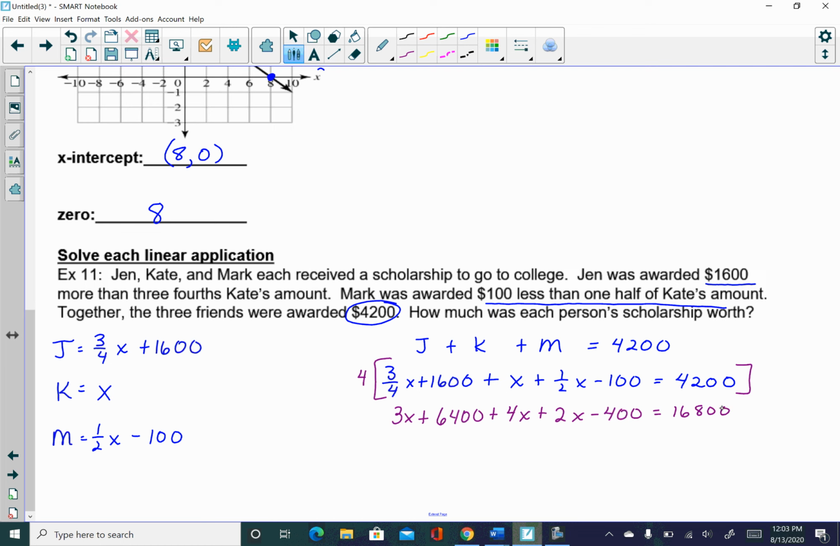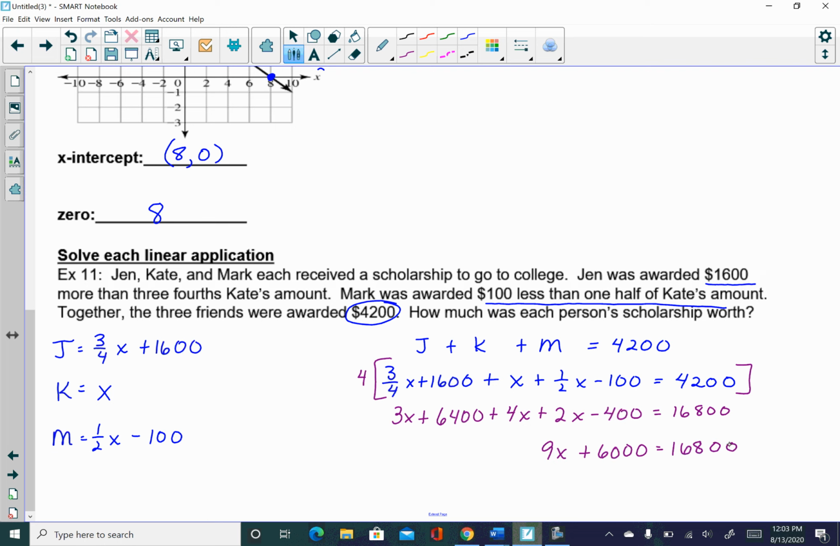Okay. Now from here, combine like terms. Before you start moving stuff from one side of the equals mark to the other, combine like terms. I do my letters first. 3x plus 4x is 7x, plus 2 more, that'd be 9x. 6,400 minus 400, that would give me plus 6,000, equals 16,800.